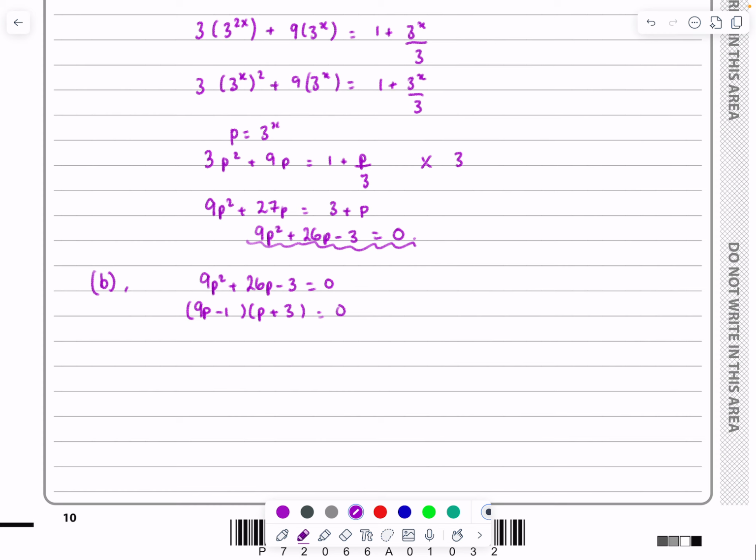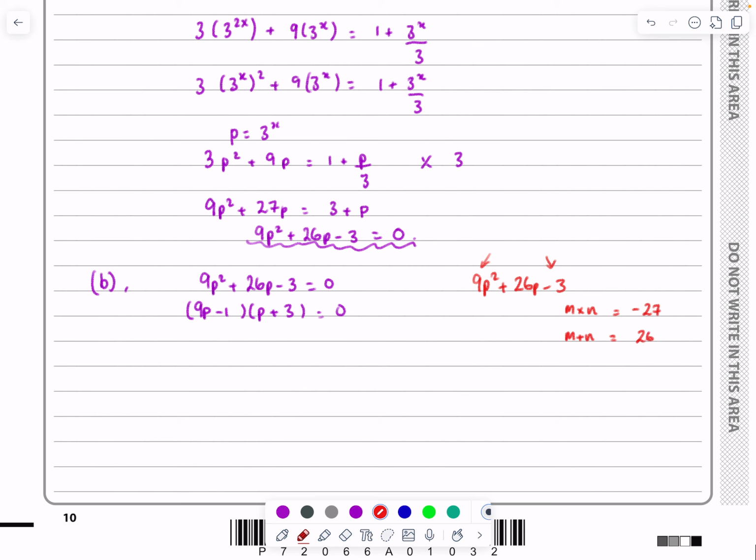If you can't get that, you could always use the quadratic formula, or you can use what you guys will call the AC method, which I'll do over here. I'll do it in red and then just get rid of it in a second. If I've got 9p squared plus 26p minus 3 and I'm trying to factorise it, the AC method says here's A and here's C. If you multiply those two together, you get minus 27. And so what you're looking for is two numbers that multiply together to make minus 27, but that add together to make whatever that middle number there is, in this case, 26.